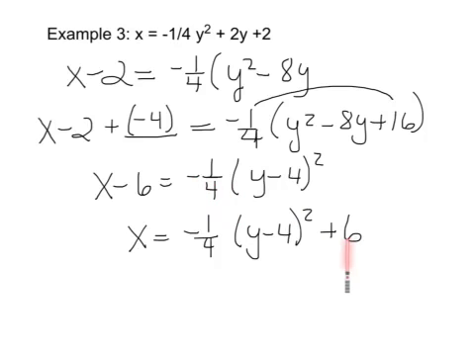Now, what's the vertex? Well, this is an x equals. So it's (h, k), so the vertex is (6, 4). Which direction is it going? Well, it's an x equals and it's negative, so it's going to go to the left.